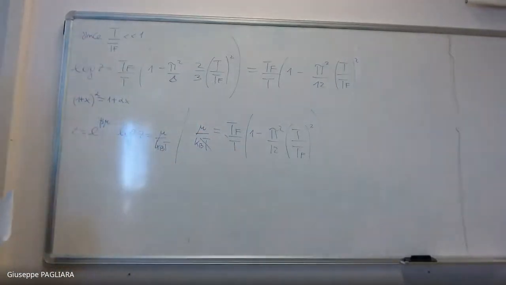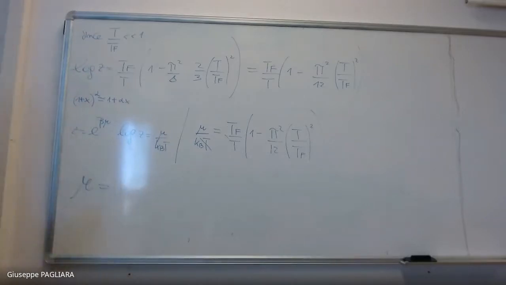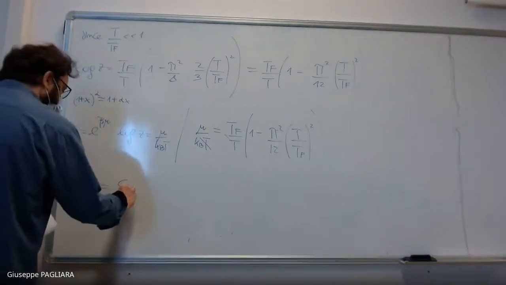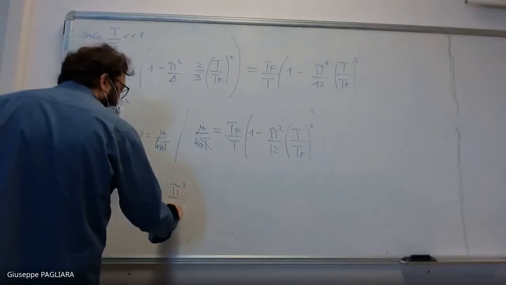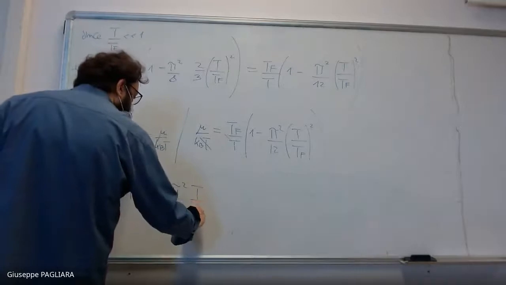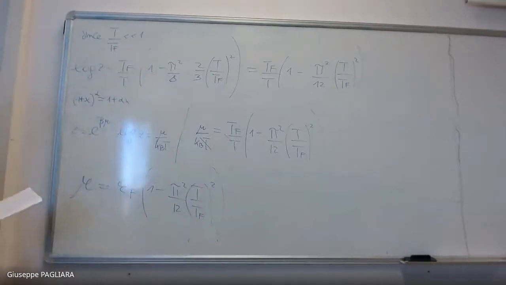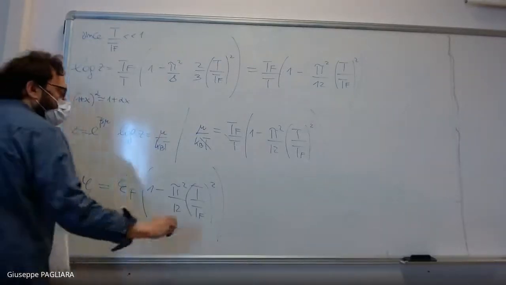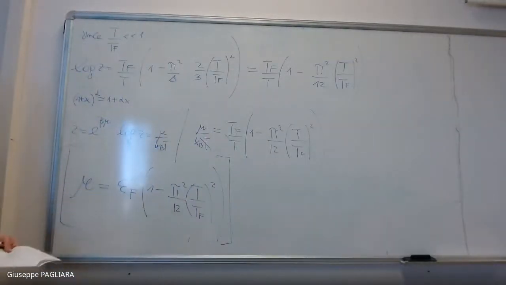So mu is equal to kBTF. kBTF is just the Fermi energy by definition of TF. And here I have a 1 minus pi squared divided by 12, T divided by TF squared. Okay. Now, this is the relation between mu and the Fermi energy, the first correction when we increase the temperature.